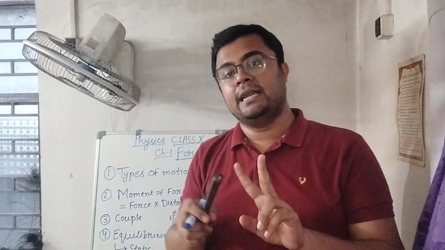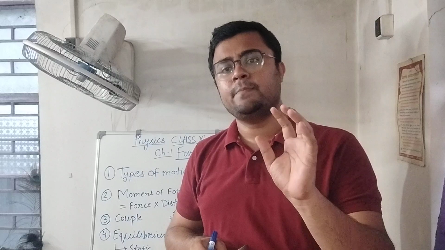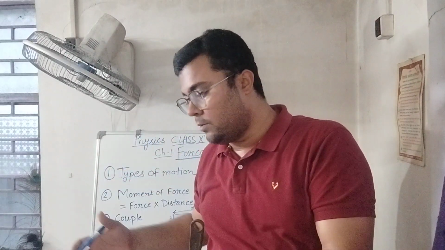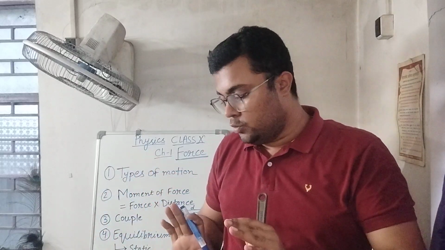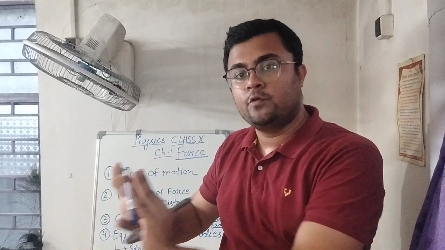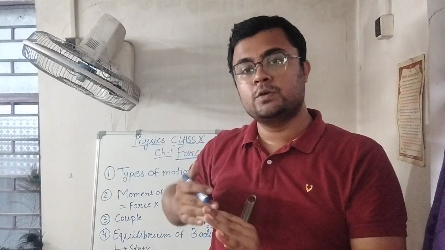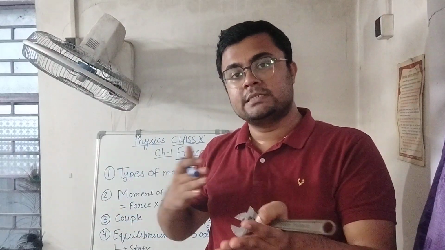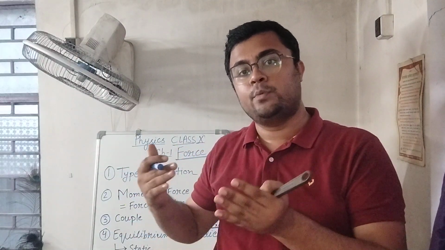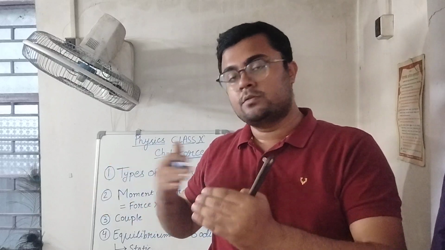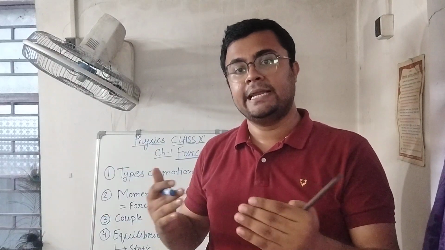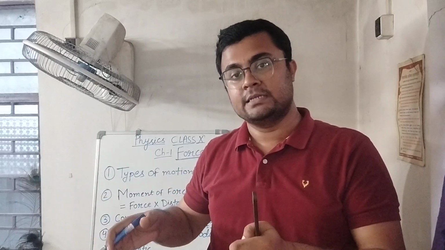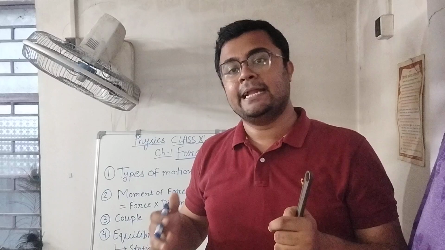There are two types of equilibrium. One is static, another one is dynamic. Static means what? Suppose a box is lying on the floor, and you are trying to push the box in the forward direction, and somebody from the opposite direction is also trying to push it. When two opposite forces are applied on the box, what happens? The box will not move. The two forces will cancel out each other if they are equal in magnitude. So the box will remain in the same position, in a state of rest. This is known as static equilibrium.